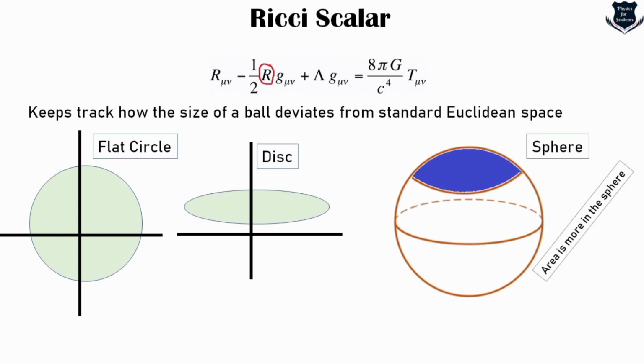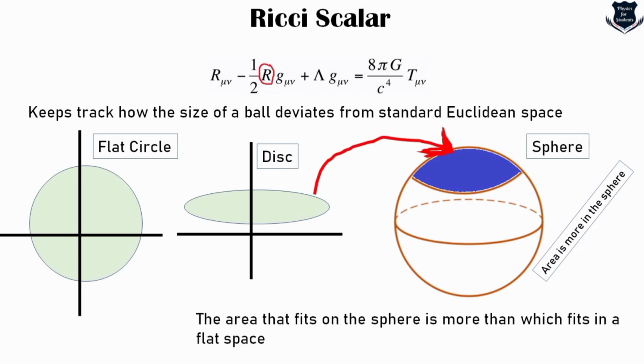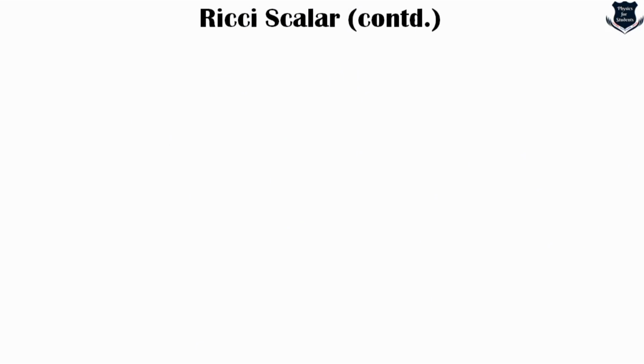I'm trying to put this disk inside the sphere, and you will see that the area that fits in the sphere is more than it fits in flat space. The disk now is fitting on the sphere, and the area under this curved dotted line is more. This is how we keep track of the size of a ball, and this is exactly what the Ricci scalar does. We'll give you further examples of the Ricci scalar.